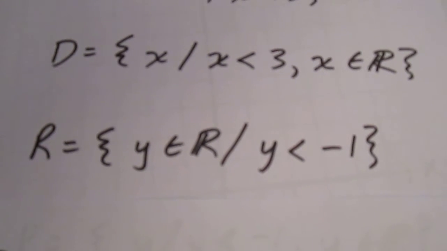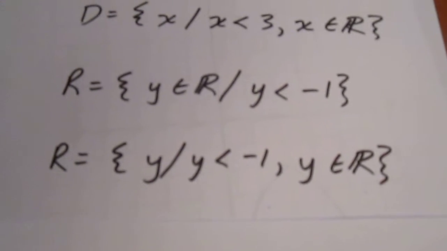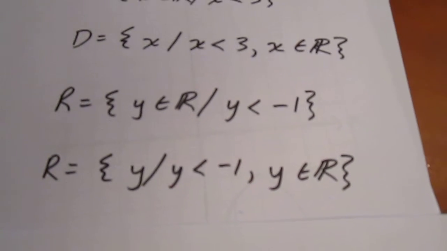So our range is the set of all y's that are elements of the reals such that y is less than -1, or alternatively the set of all y's such that y is less than -1 and y is an element of the real number system.